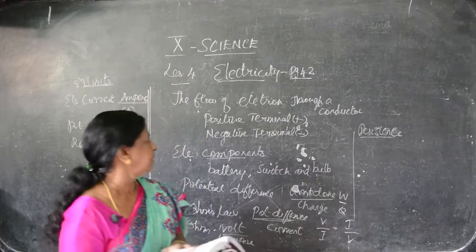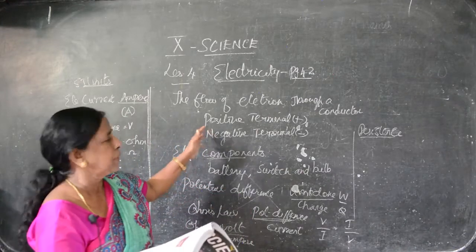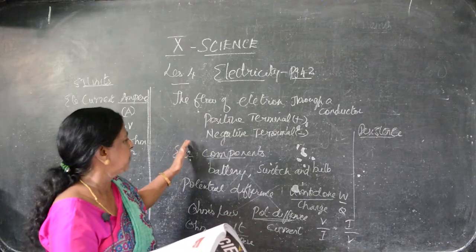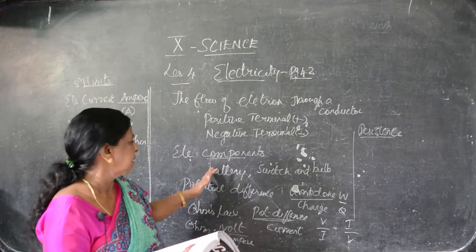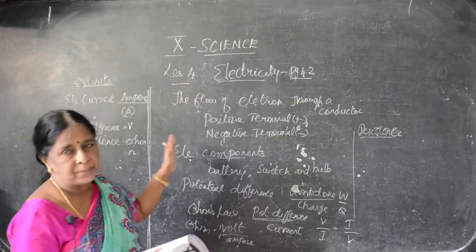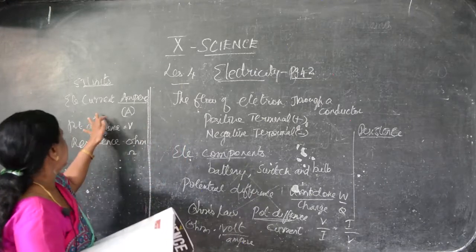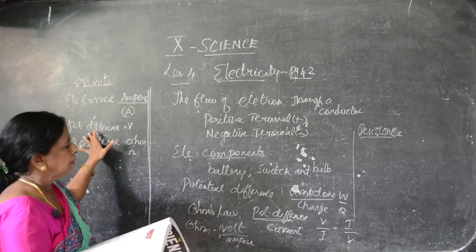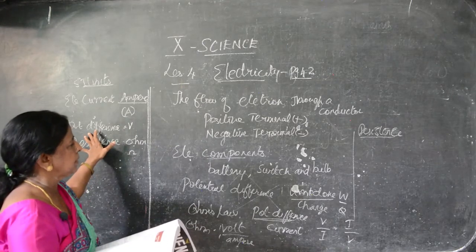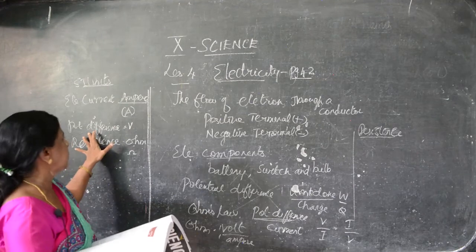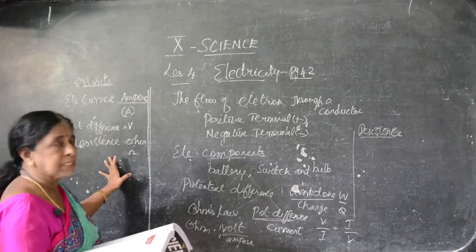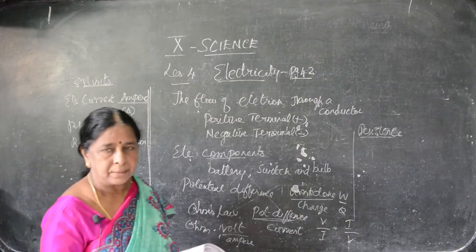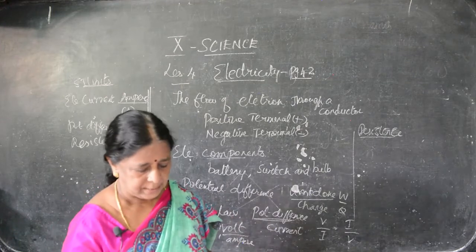So we have seen the things we have come across so far. What is electricity? What are the things required for electricity? Positive terminal, negative terminal. What are the electrical components? What are the SI units of electrical quantities? Electric current is measured in ampere. Potential difference, that is, the difference between two points in the electric circuit, is measured in volt, V. Resistance is measured in ohm. That is, conducting capacity is known as resistance. Clear?